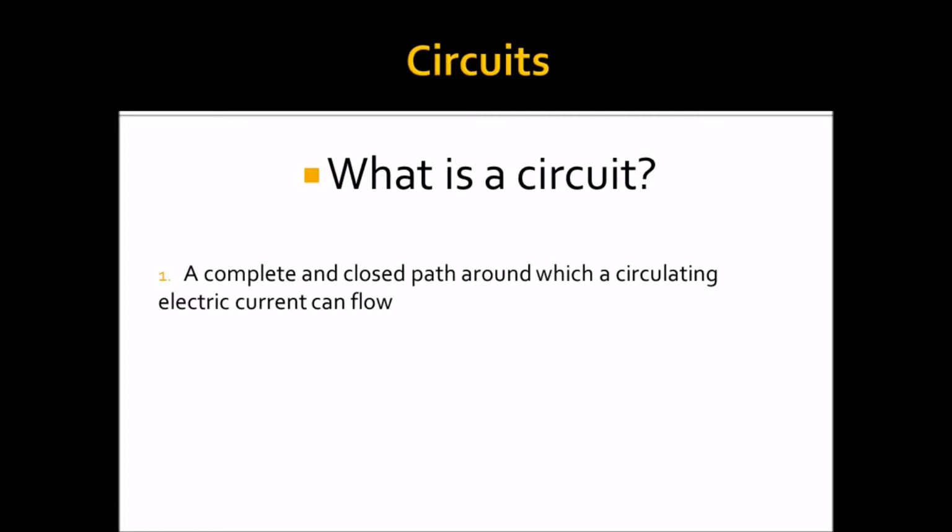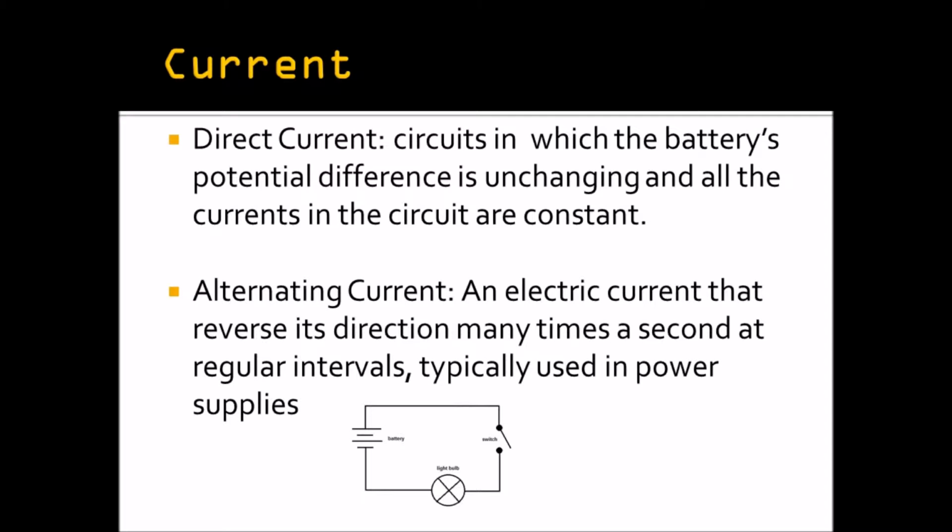Well, a circuit is a complete and closed path around which a circulating electric current can flow. It provides electricity to all your appliances in your house and, well, this video. Direct current is circuits in which the battery's potential difference is unchanging and all the currents in the circuit are constant. Alternating current is an electric current that reverses its direction many times a second at regular intervals, and it's typically used in power supply.